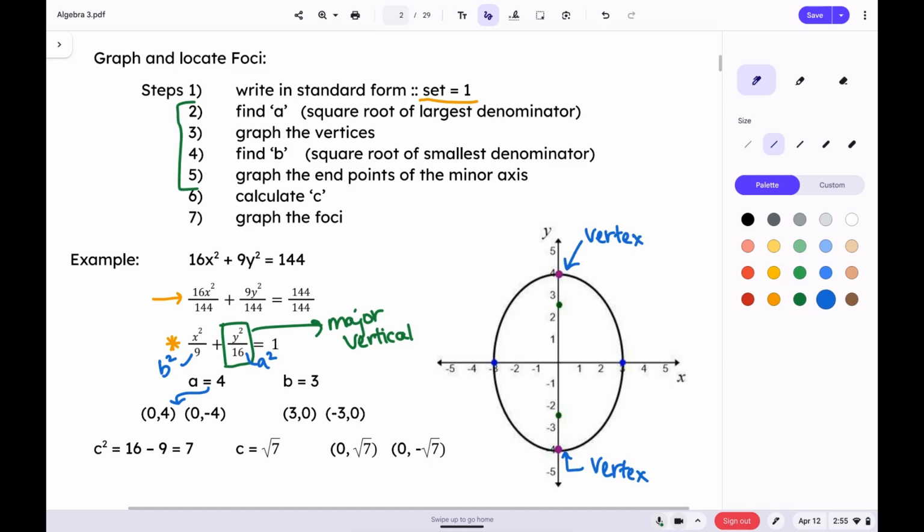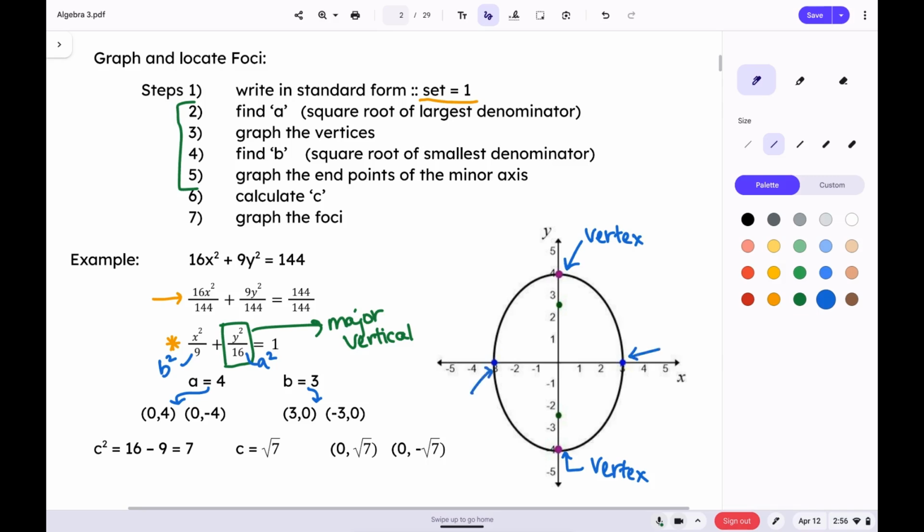Okay. The B is going to be along your minor axis. So that's going to be on this one along the x, because it's a minor going that way. When we square root the 9, that's how we got 3. But again, it's plus or minus 3. This time when they write out these coordinates, the 3's are coming first because it's along the x-axis. And so you can see those points are here and here.